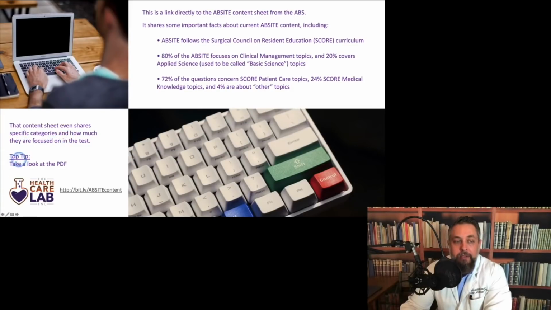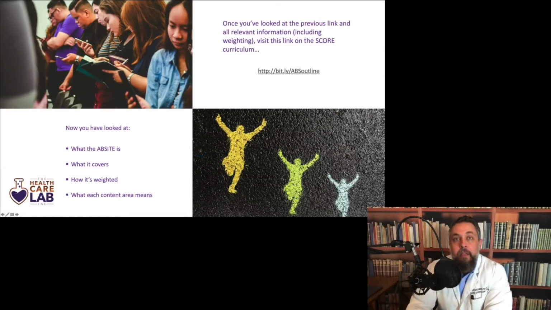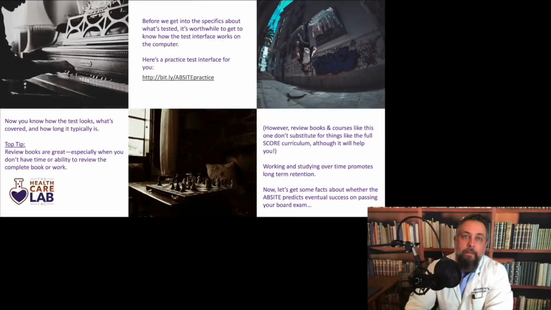And you can find that. Here's a top tip. Look at the PDF. Here's the PDF link. Once you've looked at that previous link and the relevant information, including the weighting, visit this link on the SCORE curriculum. We have it listed there as a referral link to the ABS outline to the SCORE curriculum. So now, once you've looked at all those links, you've looked at what the Absite is, what it covers, how it's weighted, and what each content area means.